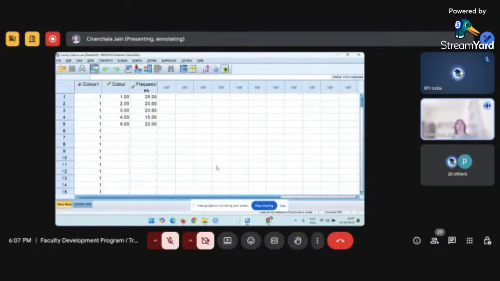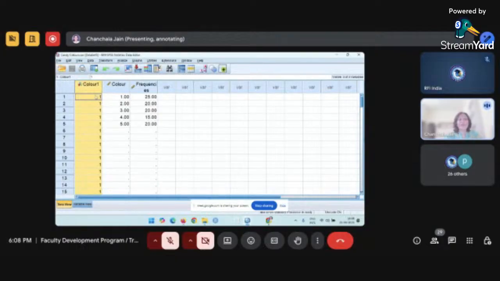Okay. So firstly, I need to make you clear about the data structure, or the arrangement of the data, when you are using SPSS, right? So you can see I have given you 3-column data, where column number 1 is color 1, then color and the frequencies. There is no difference in the data. Both are the similar thing. Means the column number 1 is what?